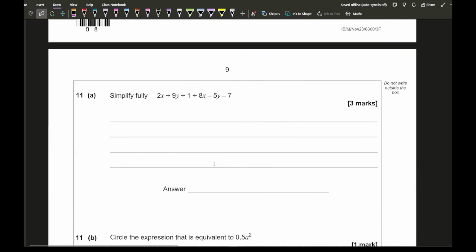Moving on to question 11, it says simplify fully 2x plus 9y plus 1 plus 8x plus minus 5y minus 7. So for this, we can see we've got 3 different sets of terms. I've got x's, I've got y's, and I've got constants. So if I first deal with the x's, I've got 2x plus 8x, which is 10x. I've got 9y minus 5y, which is positive 4y. And I've got 1 minus 7, which is minus 6.